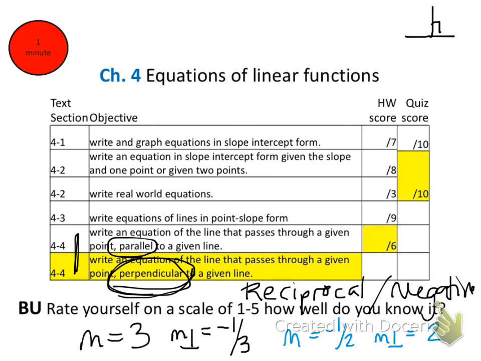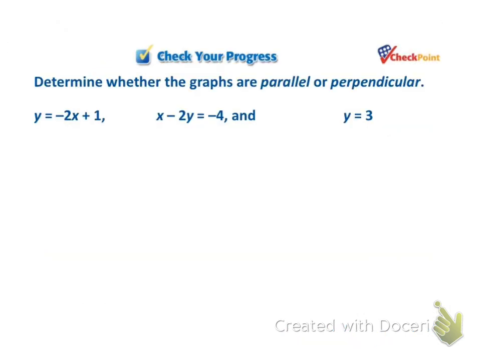All right, so let's do some problems. Okay, determine whether the graphs are parallel or perpendicular. In order to decide, we need to find out what the slope is. So what's the slope of this line? Well, that's in the form y equals mx plus b. So the slope of that first line is negative 2. That was easy. How about this second one?